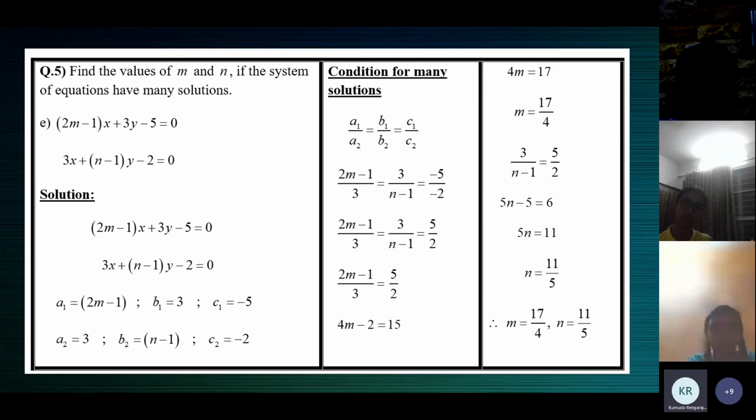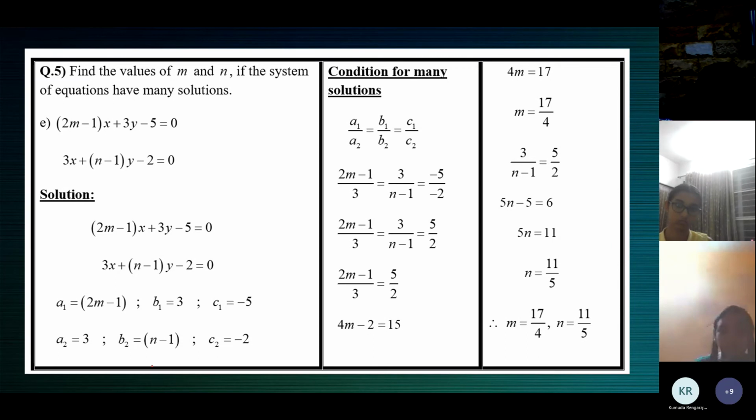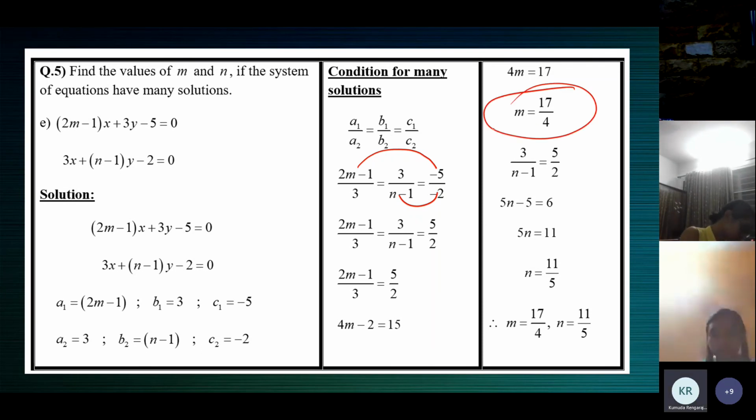So here also, we did see some situations where we get two equations in M and N, and we had to solve the two equations to find the values of M and N. Here we can find the values straight away. On equating these two, you can find the value of M, and on equating these two, you can find the value of N. So perfect, M is equal to 17 by 4, N is equal to 11 by 5.